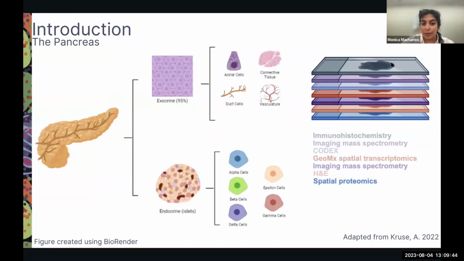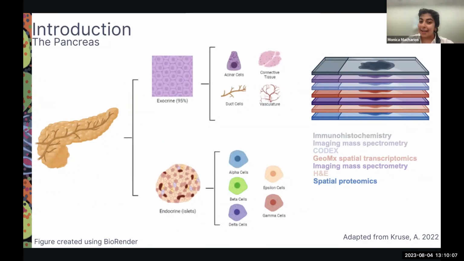It's a unique organ situated between the spleen and the small intestine, and it has two main functions. One is to produce the enzymes and other secretions needed for digestion, and the other is a hormonal function where it produces and regulates the release of hormones that affect blood sugar and appetite.